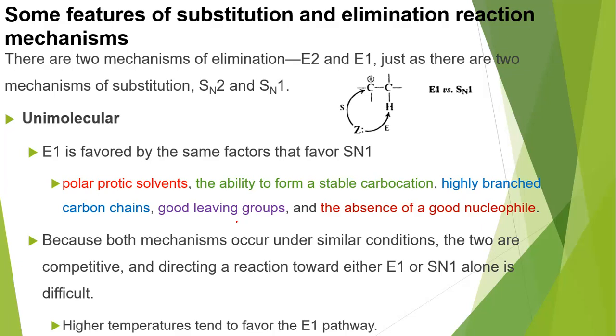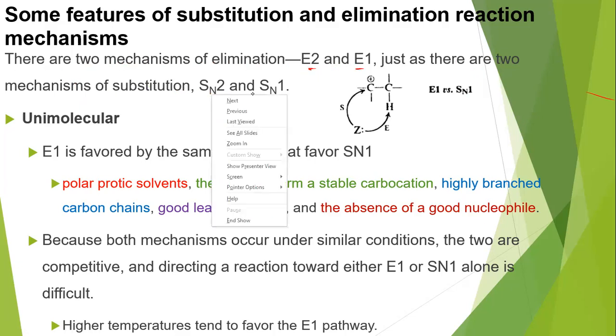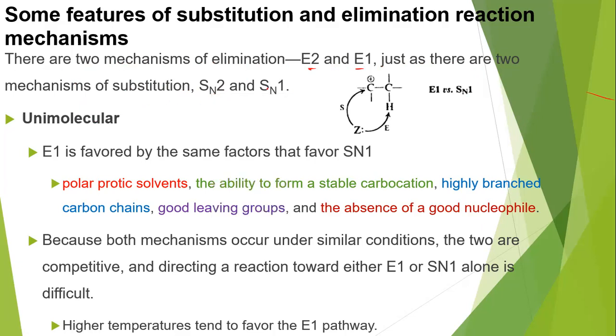So in a reaction, how does the reagent decide whether to follow E1 or SN1, right? Now, that is what this slide tries to explain. So we are saying that there are two mechanisms of elimination, E2, E1, just as there are two mechanisms for substitution, SN1, SN2, right? Good. Now we are comparing E1 and SN1. We are saying that both of them are unimolecular. I mean, the determinant step is on just one of the species.